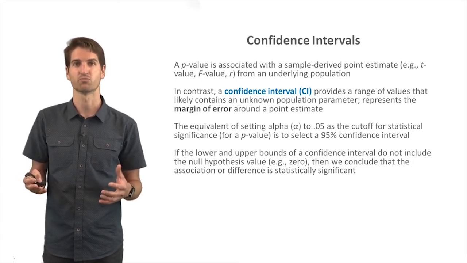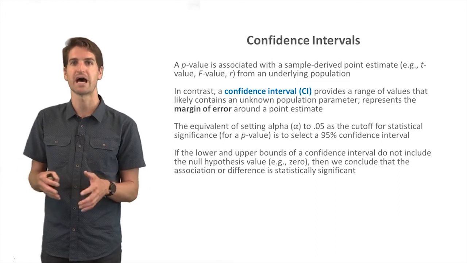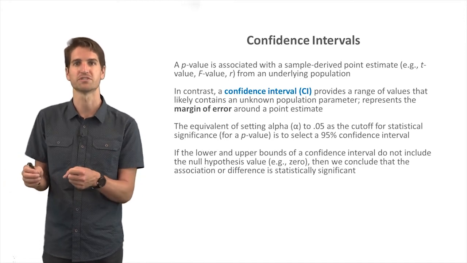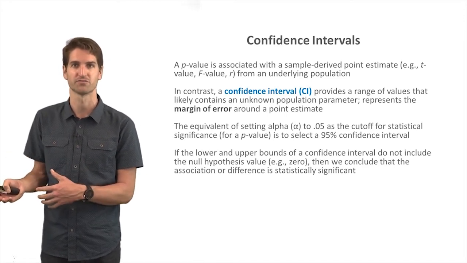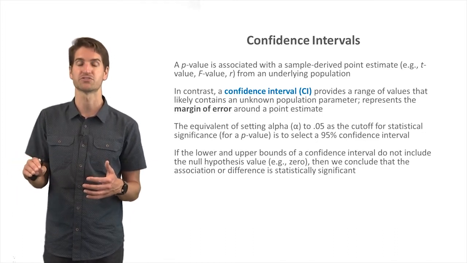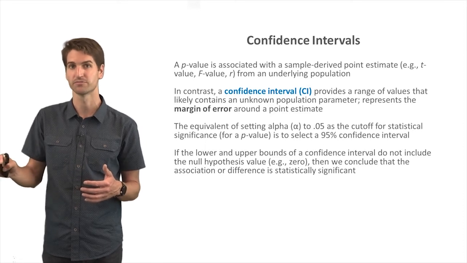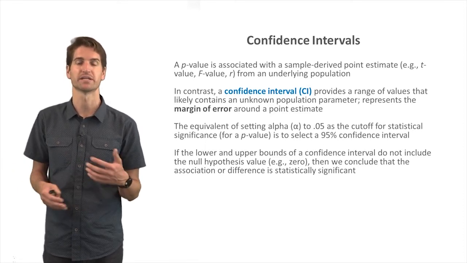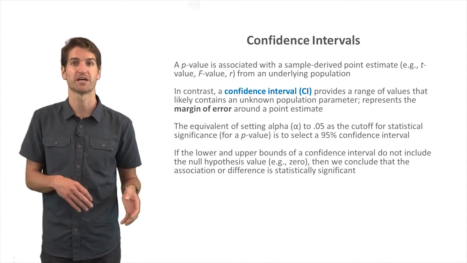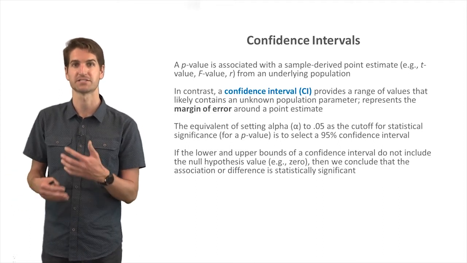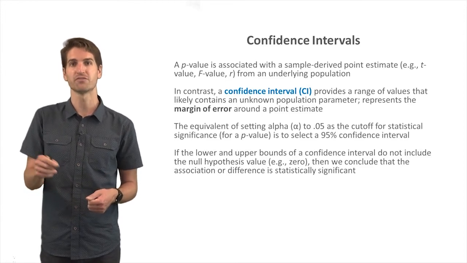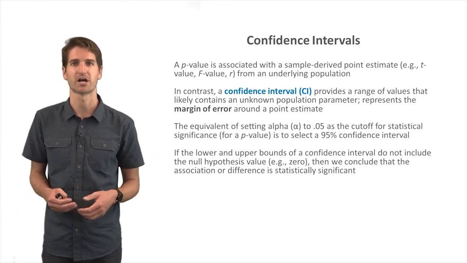Now, let's assume with a confidence interval that we can also use the corresponding alpha level that we set with our p-value. So the equivalent of setting an alpha value to 0.05 for the cutoff for statistical significance for that p-value is going to be to select a 95% confidence interval. Likewise, if we were to use an alpha level set to, let's say, 0.10, then the corresponding confidence interval would be a 90% confidence interval. Alternatively, if we were to set our alpha level to 0.01 for testing that statistical significance as corresponded to our p-value for the point estimate, a 0.01 alpha level would correspond to a 99% confidence interval.